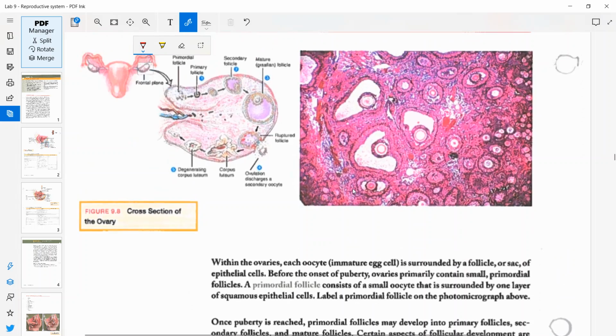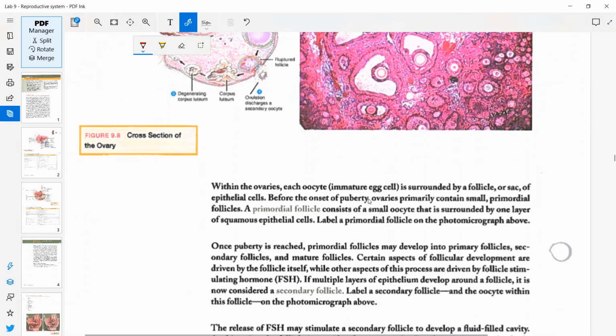Now, primordial follicle. Primordial follicle is the smallest, so that would be something like that. Small oocyte surrounded by one layer of squamous epithelial cells.